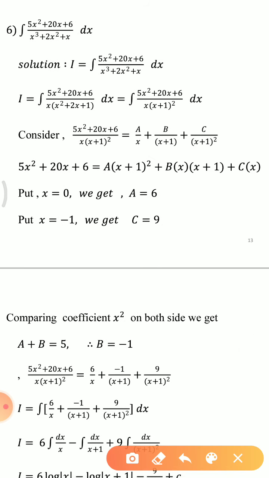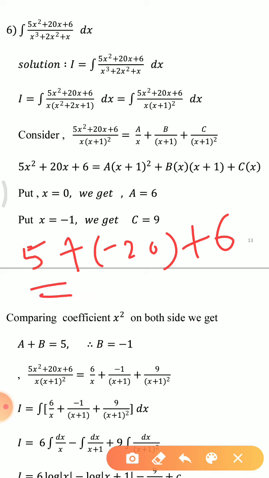Then for x + 1, we put x = -1. (-1)² is 1, so 5 into 1 is 5, plus 20 into -1 is -20, plus 6 is equal to, then -1 + 1 is 0, 0 squared is 0, so 0 into A is 0, plus 0 into B is 0, plus C into -1, that is -C. We calculate 5 plus 6 is 11, 11 minus 20 is -9, equal to -C.